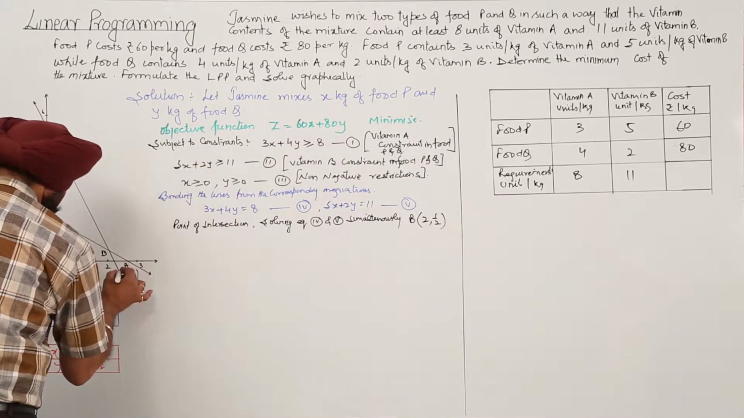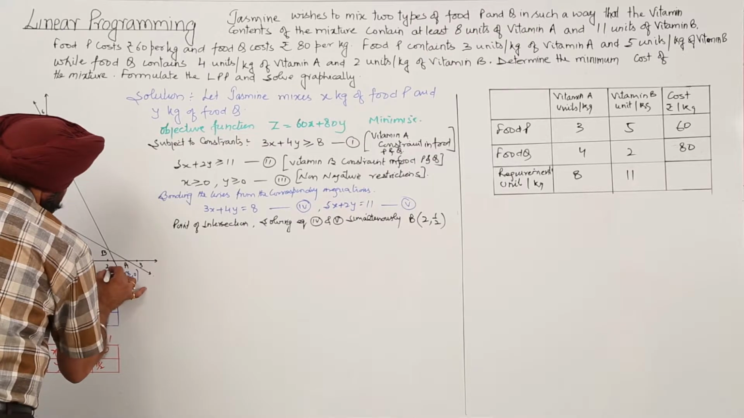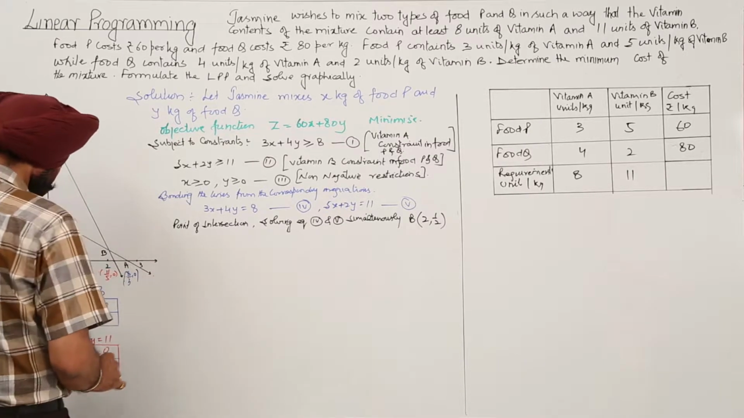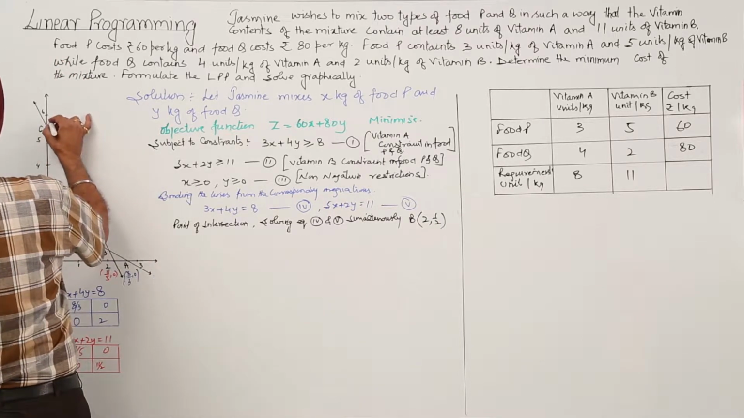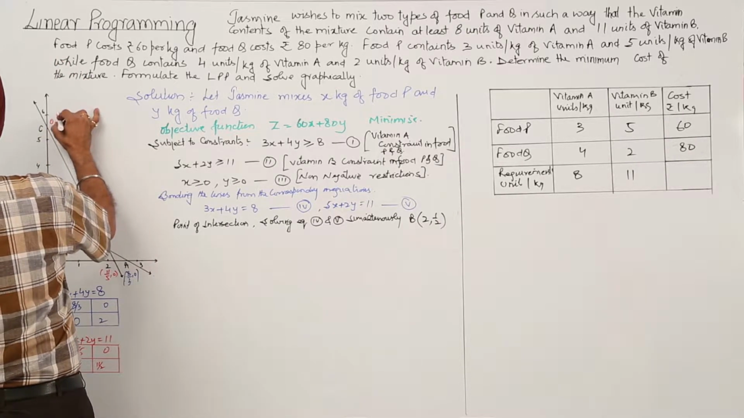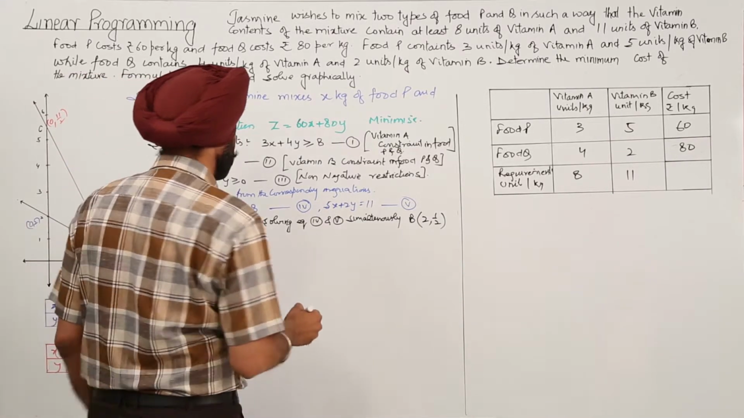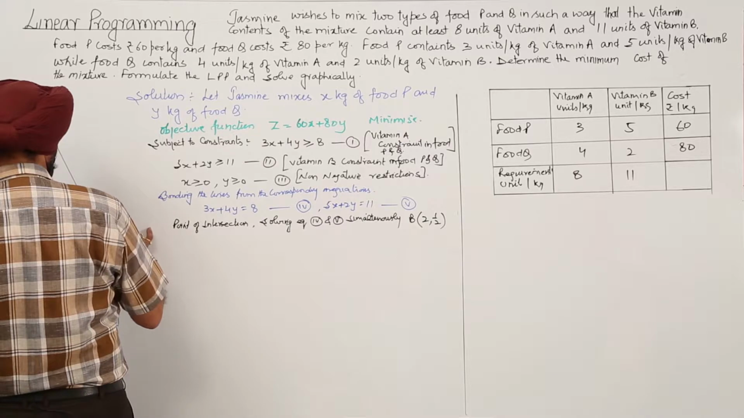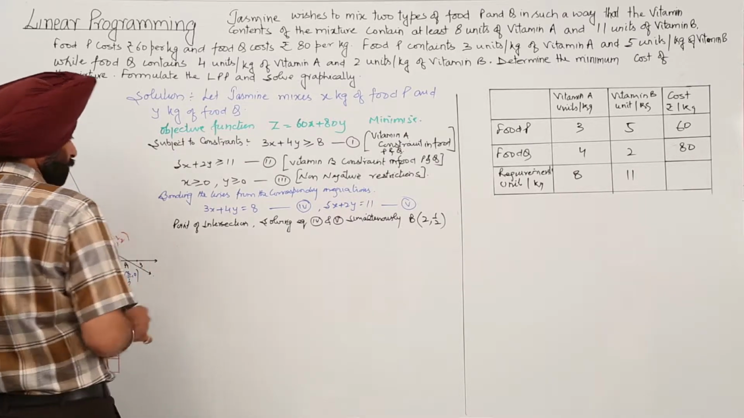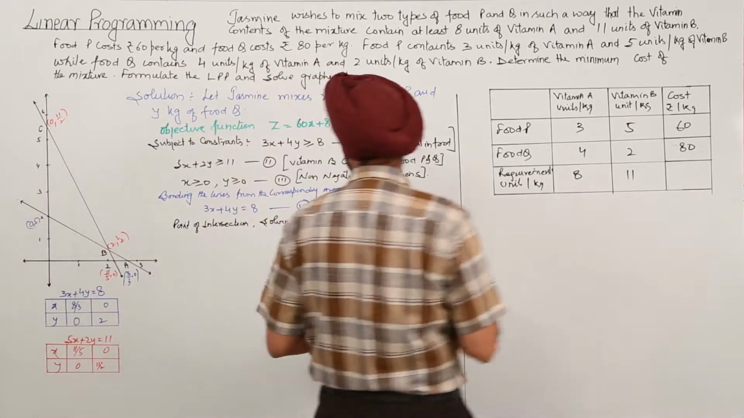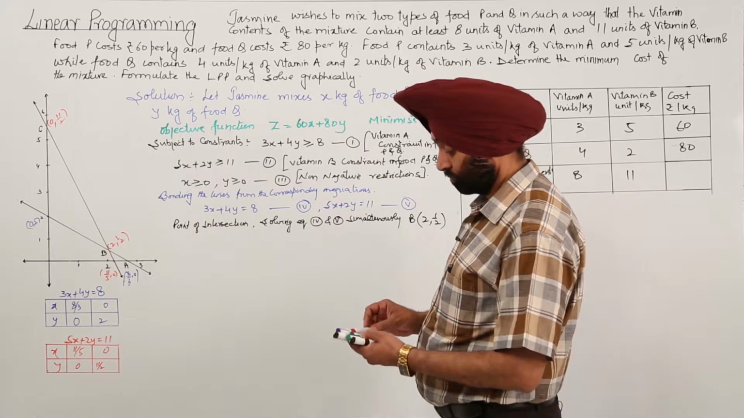So we have 11 upon 5 comma 0 and 0 comma 11 by 2, and point B, 2 comma 1 by 2. Okay, so we have plotted the points.